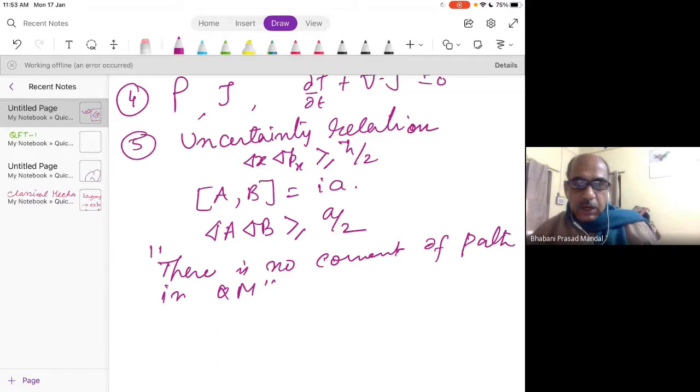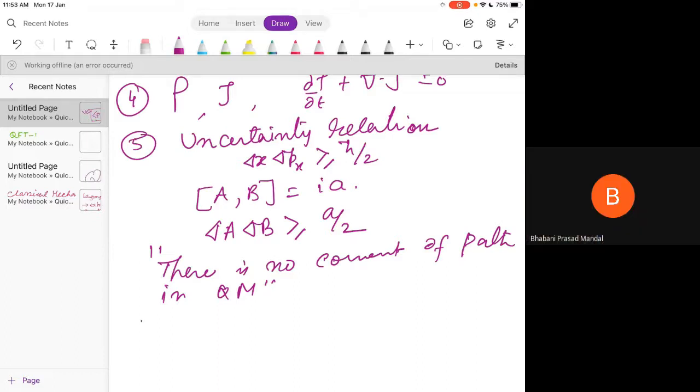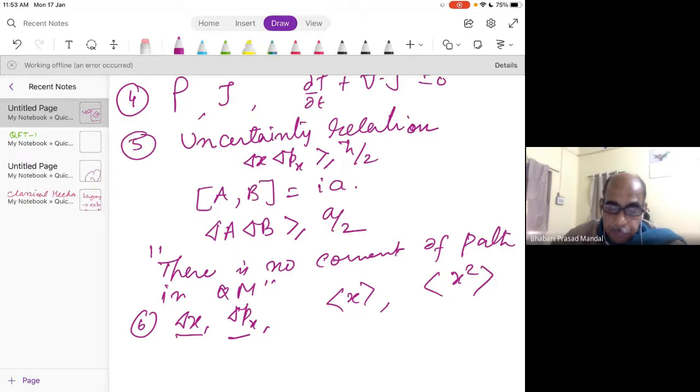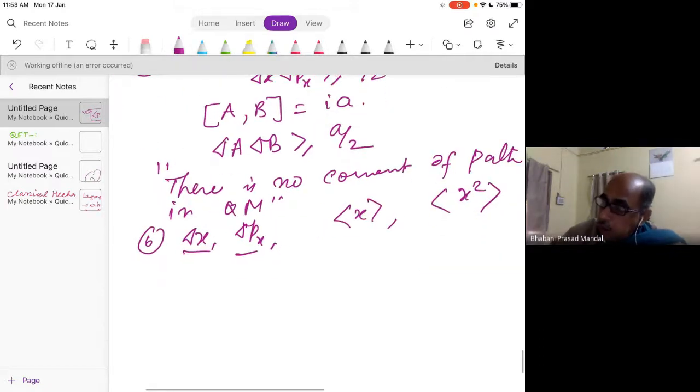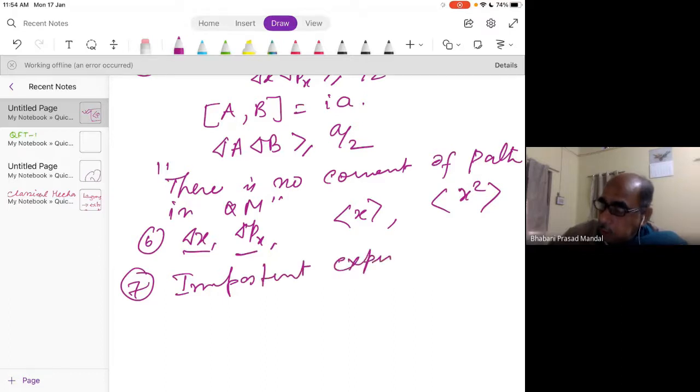Now, next thing is expectation value calculation of delta x, delta px, or these uncertainties and expectation values. I am expecting that you are familiar with this. Most important thing, which you have not paid much attention to, but now you should pay attention, important experiments. For example, double slit experiment.